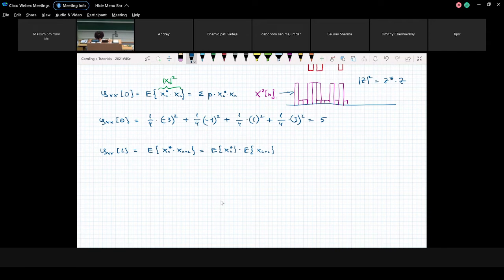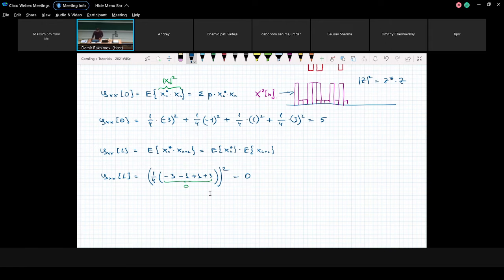Let's try to calculate first this for this specific case when we have a shift L. And then what's the expected value? We have probability for each symbol, and then we calculate. I just put the probability outside parentheses, and inside parentheses I have -3, -1, +1, +3 times the same. But you see that inside parentheses you have 0. As a result, for this specific case, this autocorrelation function equals 0.